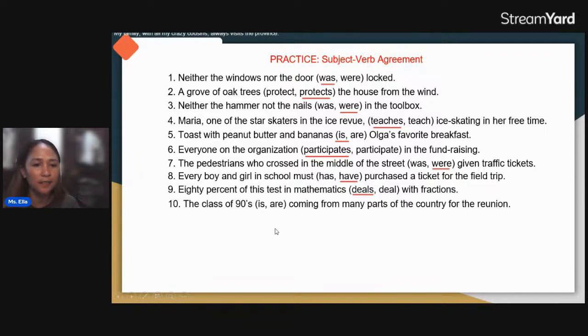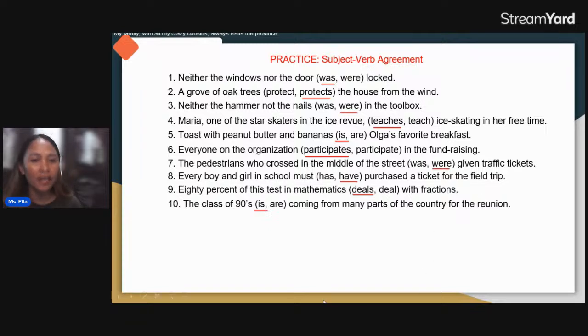Okay, next. The class of 90s are coming from many parts of the country for the reunion. Again, the class of 90s are coming from many parts of the country for the reunion. Okay, so for number 10, the correct answer is is.